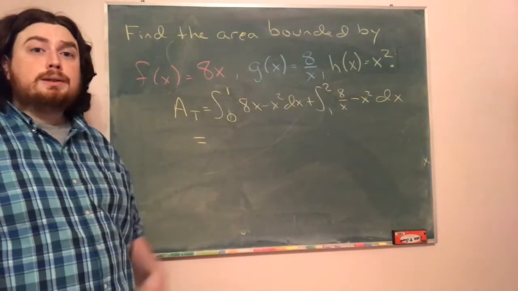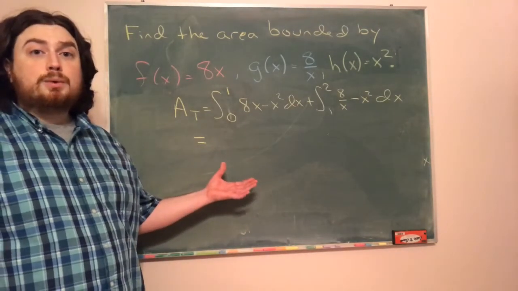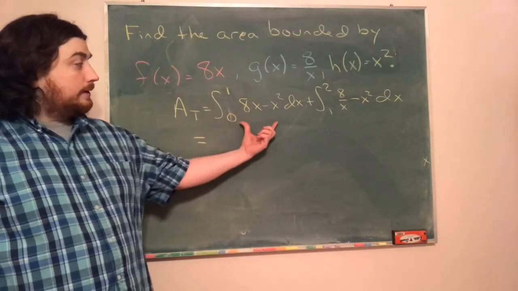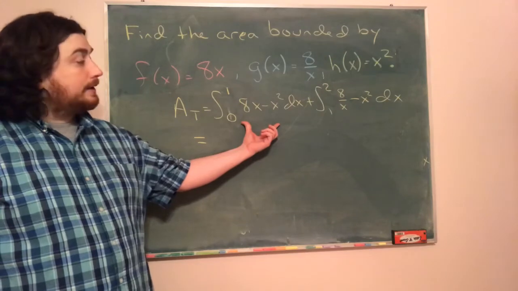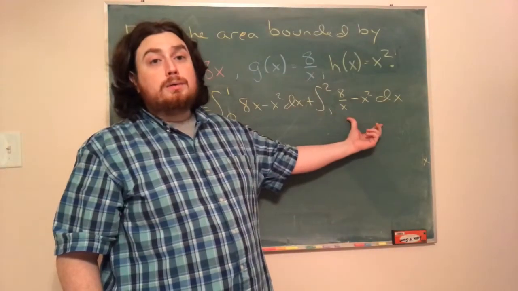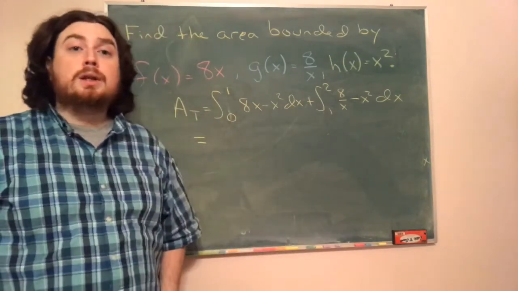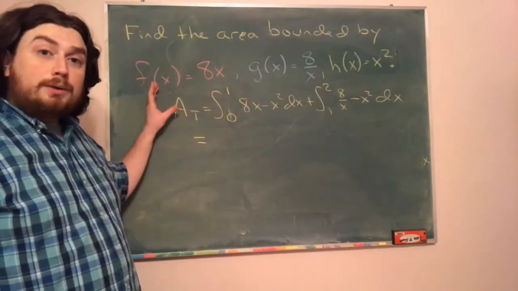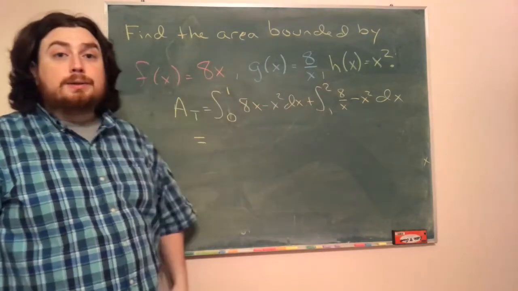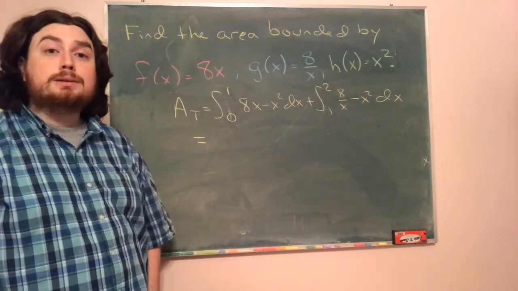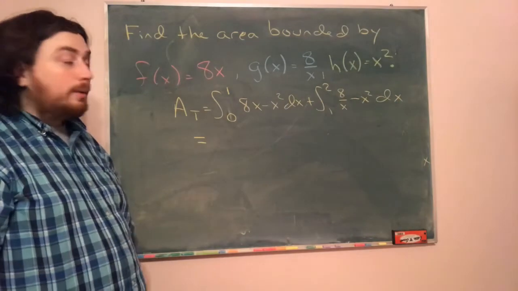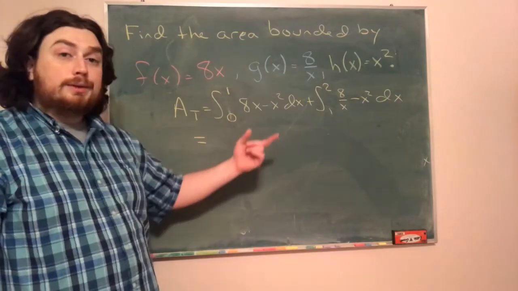Alright, so we've erased the drawing so that we have more room on the chalkboard, and we've recalled the things that we had from earlier. That is, the first section was the integral from 0 to 1 of 8x minus x squared dx. The second area was the integral from 1 to 2 of 8 over x minus x squared dx. So my total area bounded by the curves is going to be this integral plus this integral. So now in order to find this integral, we do have to find the antiderivatives, and then we evaluate from 0 to 1 and then from 1 to 2.